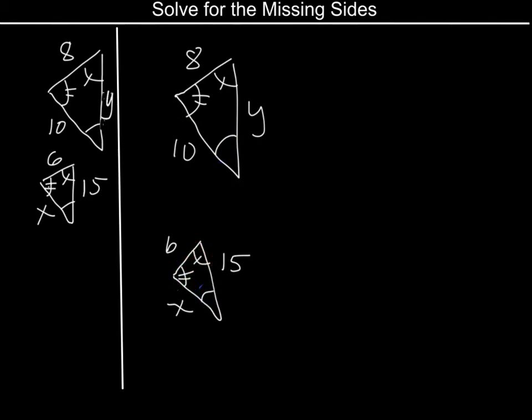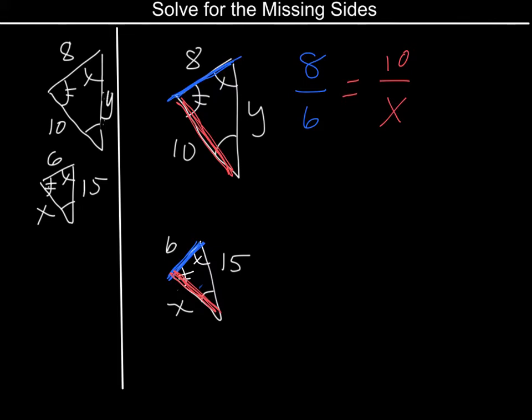So what I have here is I see that this side here is in the same position as this side here. Therefore, those correspond. So I can say 8 over 6, and that's going to be equal to this side here over this side here. So that would be equal to 10 over x.